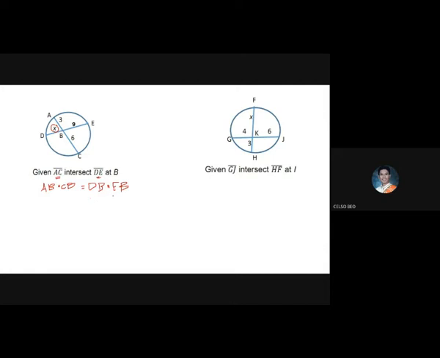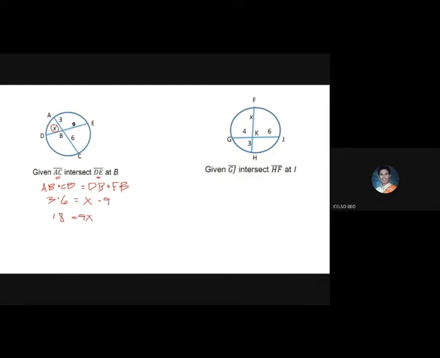Let us substitute the corresponding value of each. Segment AB is 3, multiplied by segment CB, which is 6. And this is equal to segment DB, which is x, multiplied by EB, which is equal to 9. Let us get the product. 3 multiplied by 6 will give you 18, and x multiplied by 9 gives you 9x.